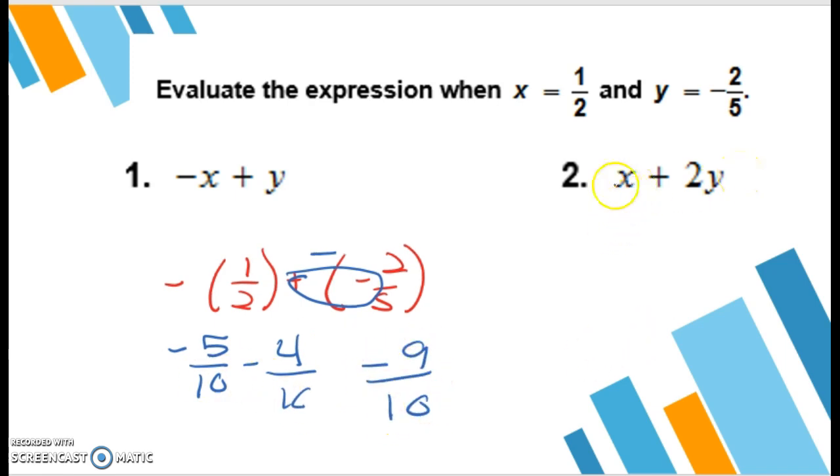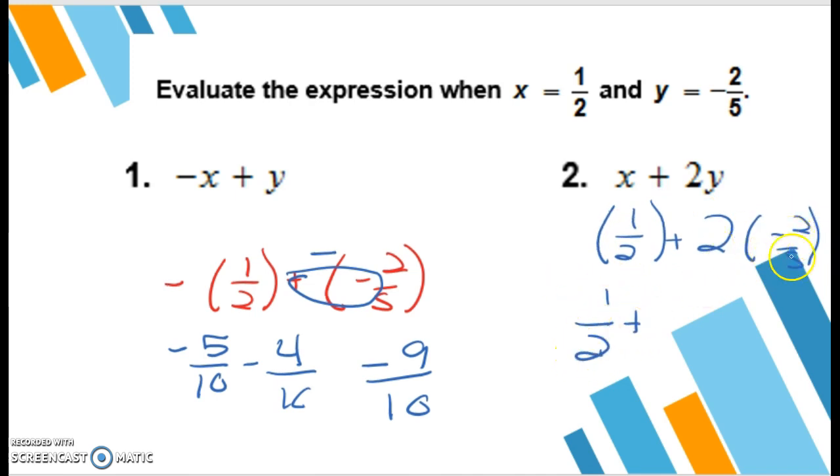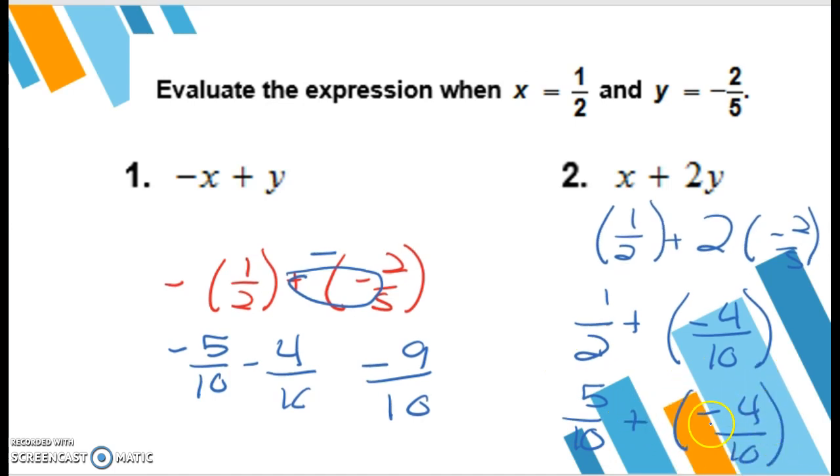Over here, I have x. So that's just 1/2 plus 2 times -2/5. So I have 1/2 plus, now I need to multiply both the top and the bottom by 2, so plus -4/10. Common denominator is going to be 10 again, so I'm going to have 5/10 plus a -4/10. This is a minus. 5 minus 4 is 1, so my final answer is going to be 1/10.